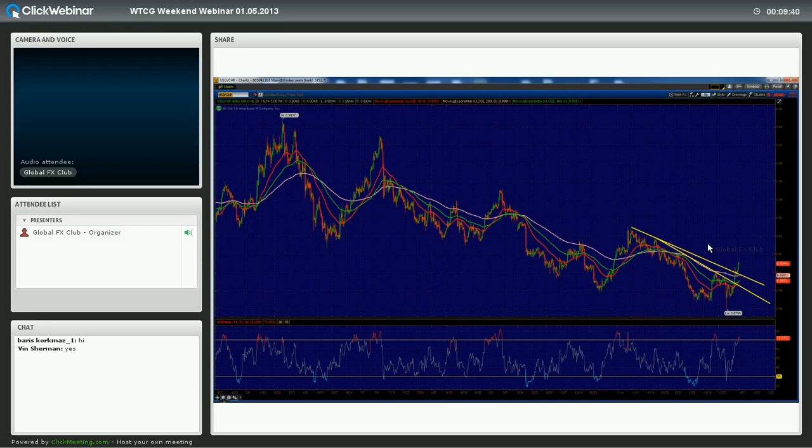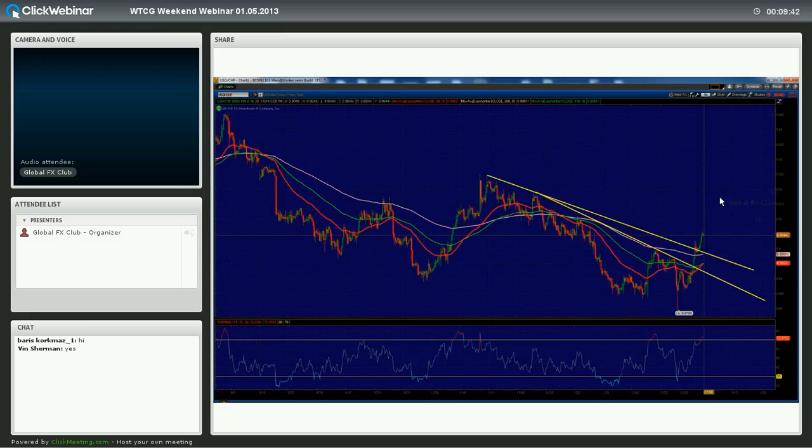If we do see a pullback here on dollar Swiss, the level to be watching would be about 89.80 or so, about 60 pips lower. We may see a bounce from there.